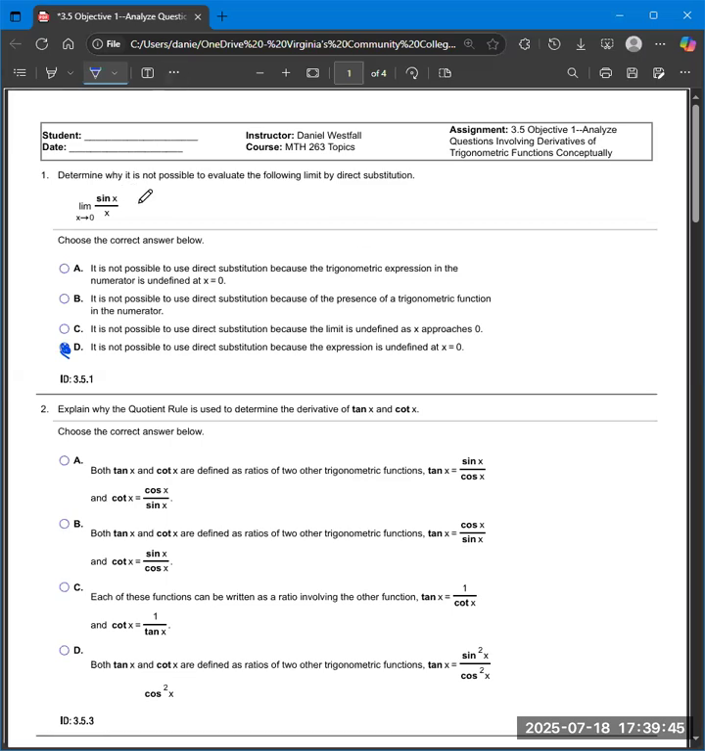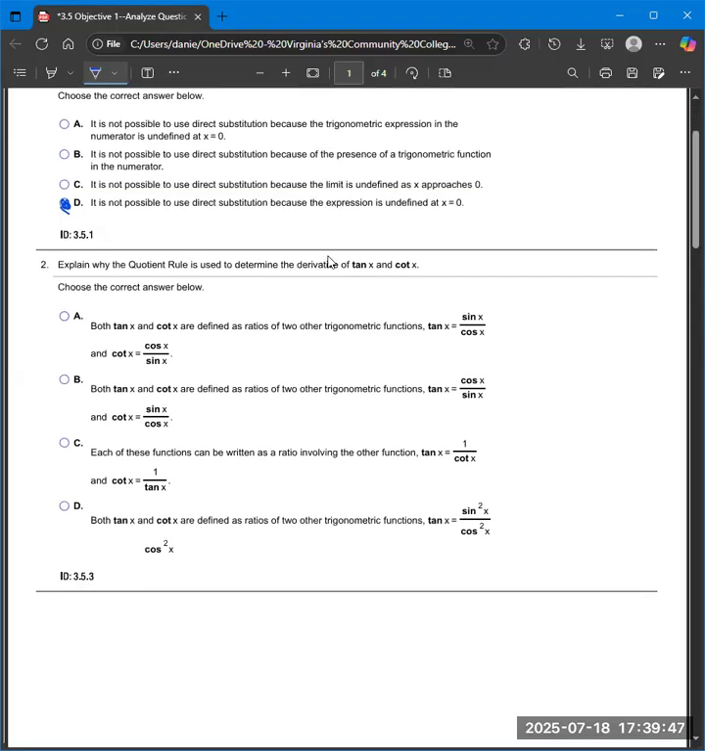We'll have to have a special rule for that one that we'll talk about later. Explain why the quotient rule is used to determine the derivative of tangent of x and cotangent of x until we know and memorize their derivative rules. It's because tangent of x is equal to the quotient of sine x and cosine x, sine x over cosine x, that is, and cotangent x is the quotient of cosine x and sine x, that is, cosine x divided by sine x. So that's option A here.